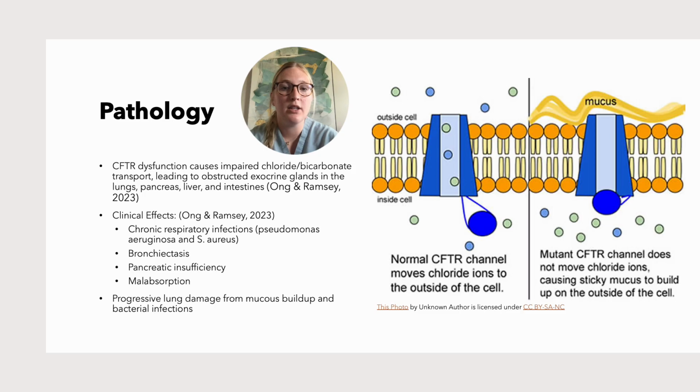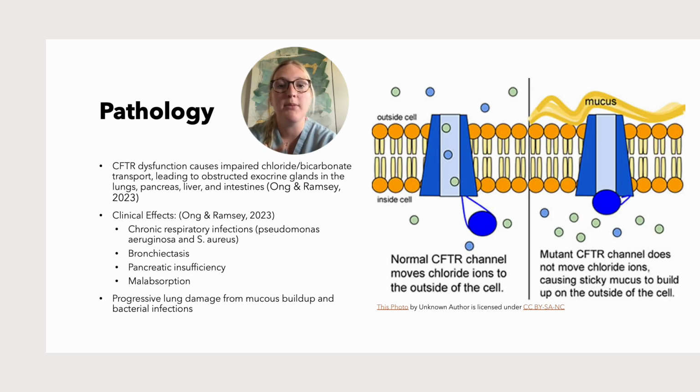So let's get into a little bit more of the pathophysiology of this. This mutation in the CFTR gene is actually going to cause exocrine gland function issues. So there's going to be a defect in the chloride and bicarbonate transport, and this is going to cause a lot of mucus backup in the lungs, pancreas, liver, and intestines.